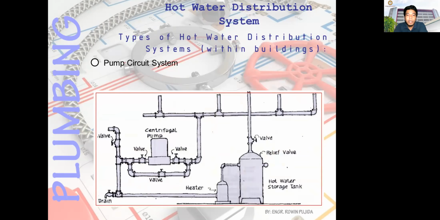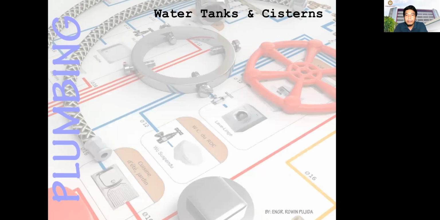Also, you have here the pump circuit, for a more efficient circulation of hot water to the upper floor levels of a multi-story building. So this is used for a multi-story building, maybe for 4-story and above. For 3-story, you can just use either upfeed or downfeed distribution.